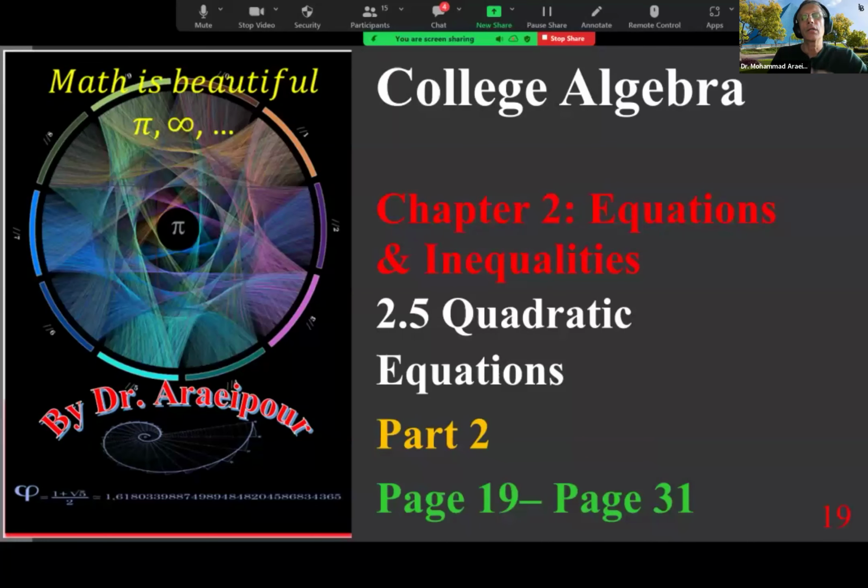Good morning, class. We are looking at College Algebra, Chapter 2, Equations and Inequalities, Section 2.5, Quadratic Equations, Part 2. So we're going to continue with what we have started already. Okay.